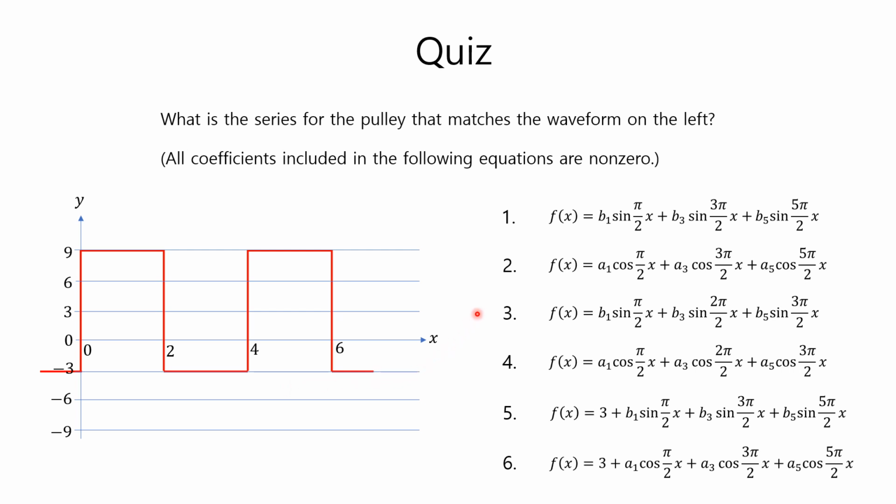Should I choose the sine function? Or should I choose the cosine function? The average value for numbers 1 to 4 is 0, and the average value for numbers 5 and 6 is 3. Understanding the shape of the waveform can help you find the right answer.